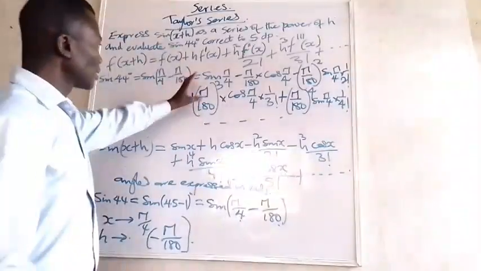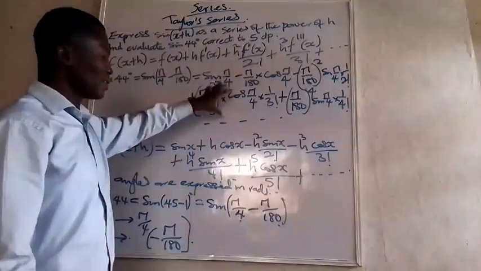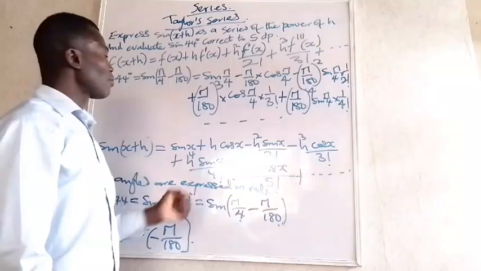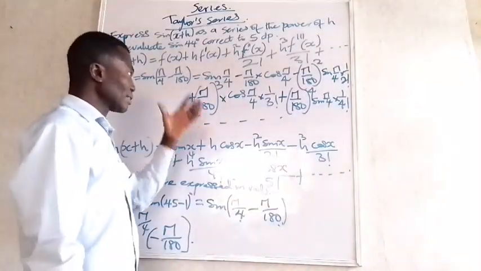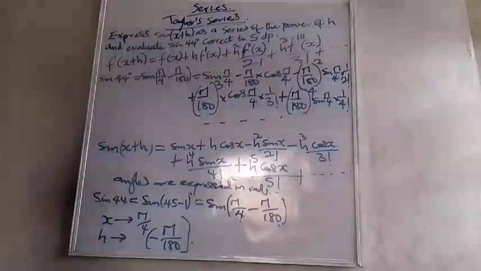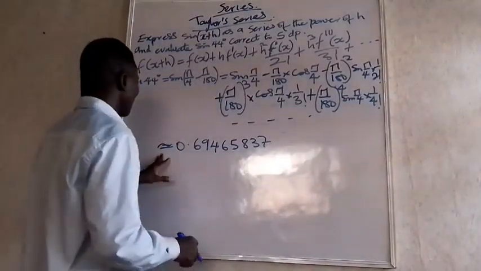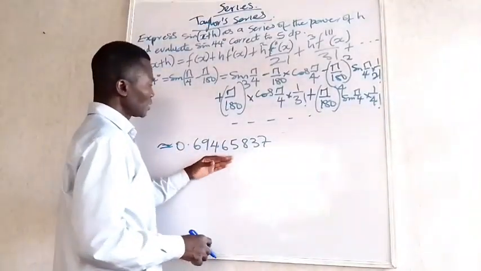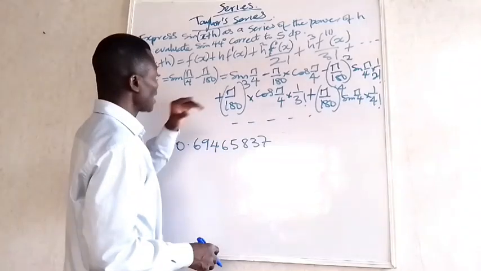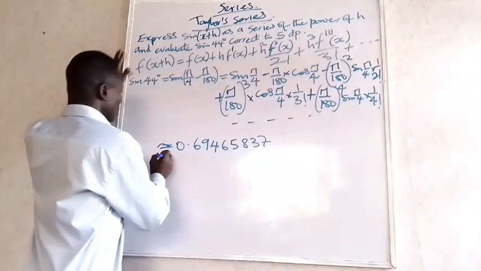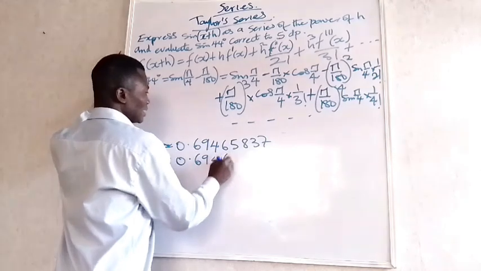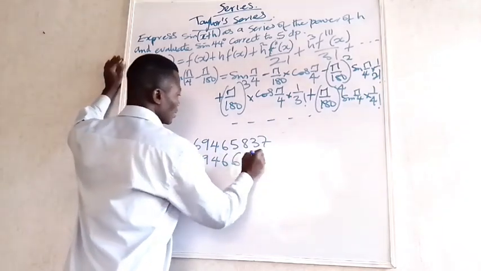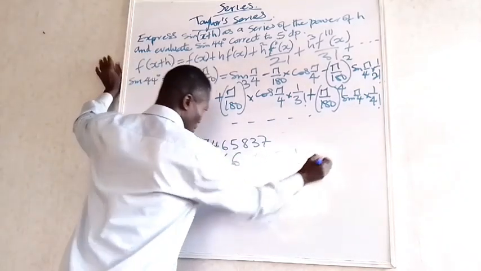Now, let us put in the values inside the equation. We know what sin pi over 4 is. We know what pi over 180 is. And when we use our calculator, we will get the answer. So the answer is approximately 0.6946537, and we are told to 5 decimal places. So it's going to be 0.69466 to 5 decimal places.